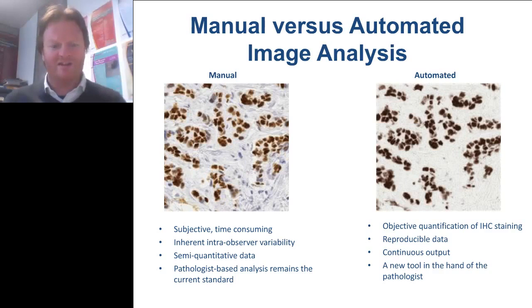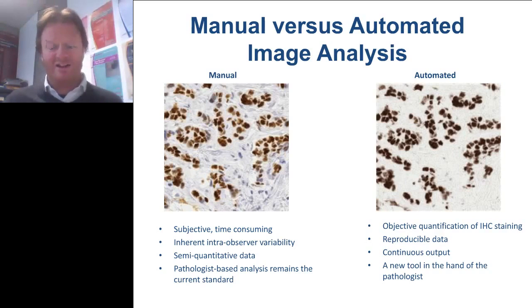Manual analysis, for example, is quite subjective and very time consuming. If you're looking at an individual case, it can be done reasonably quickly. But when you're trying to look at tens or hundreds or thousands of cores, then it gets very laborious and very time consuming to actually look down a microscope and score all of these cores individually. So it takes quite a long time.